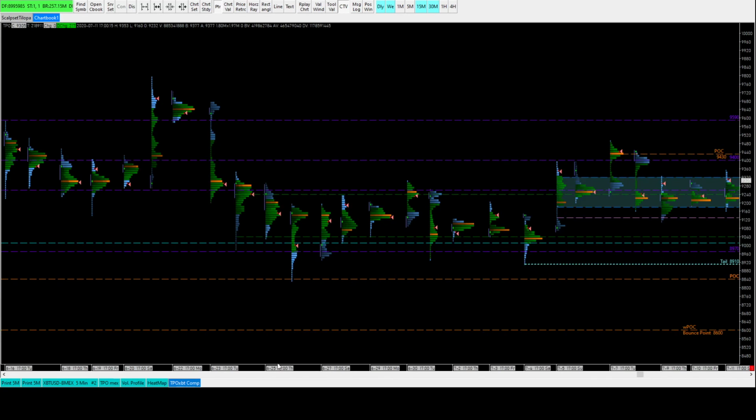So the core of this tool is used for gaining context and understanding where value is, if value is being accepted or rejected, and when price is compressing and expanding.